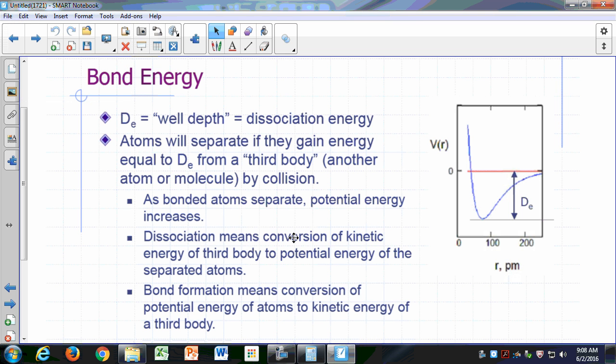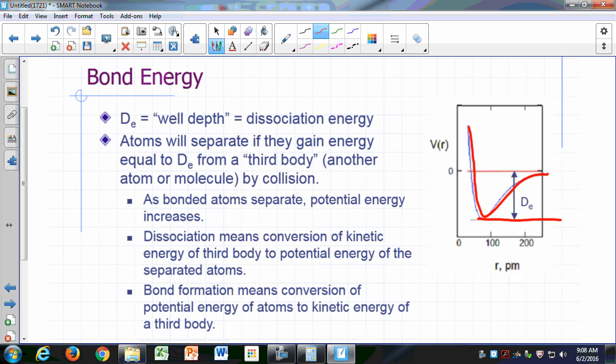So, if you look at the potential energy function, the potential energy curve, you can see that the shape looks like a well. So we refer to the difference between the minimum value of the potential energy and the zero, which is the value of the potential energy as the atoms separate from each other at infinite distance. That difference, okay, that is known as the well depth.